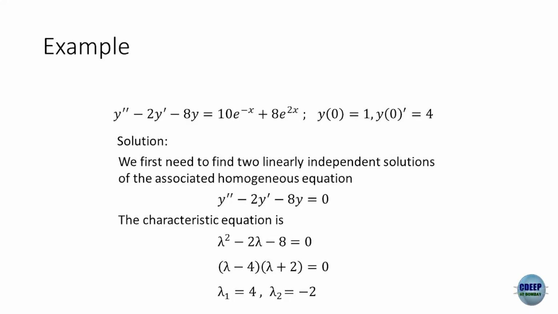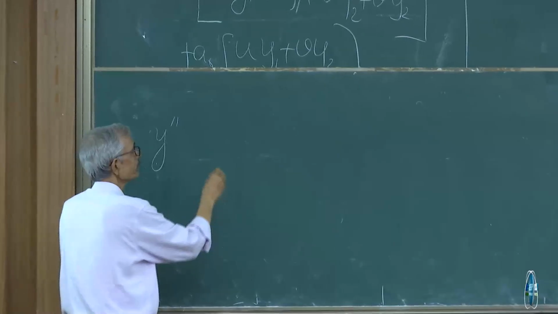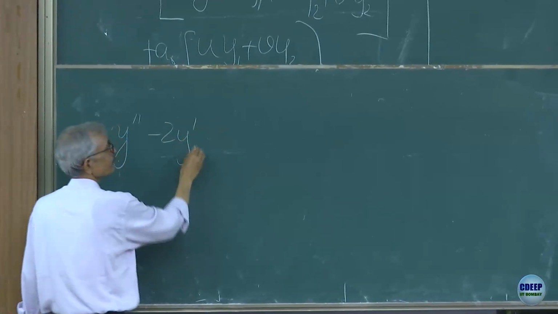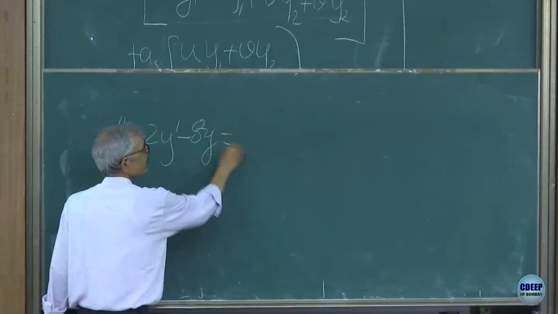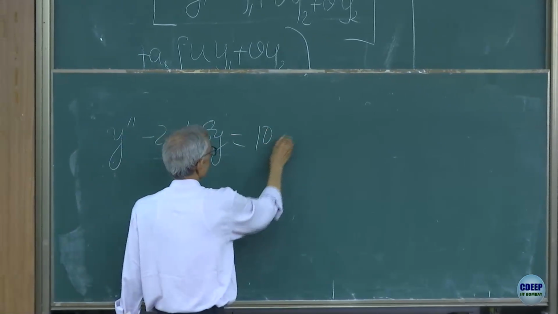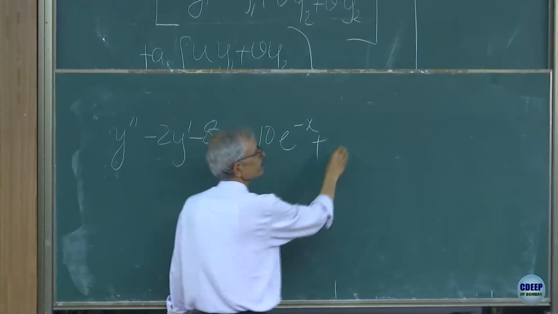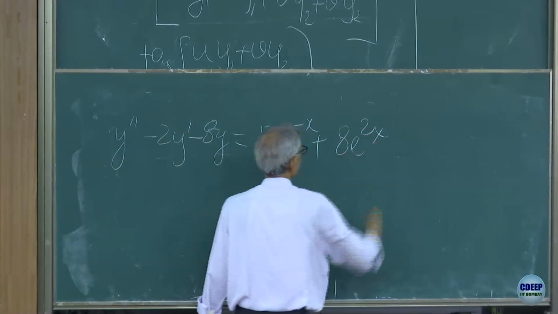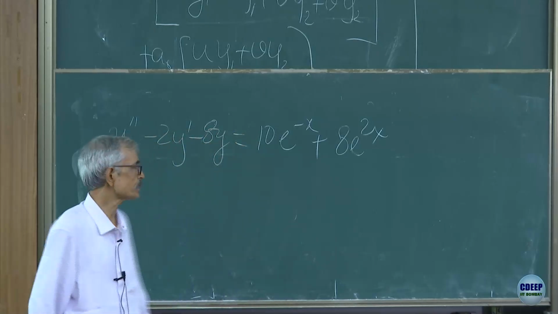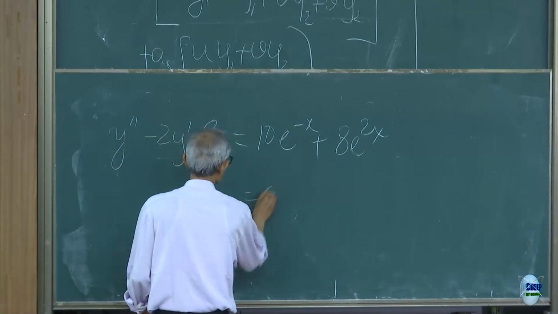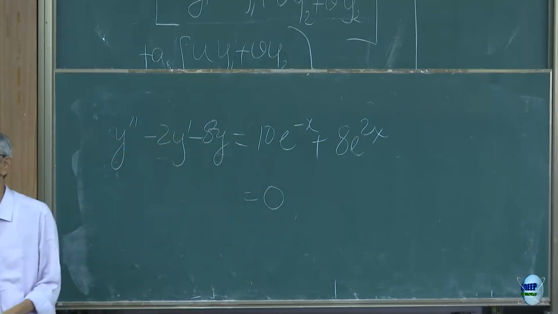All right. So let's look at a couple of examples before we leave this business of second order differential equations with constant coefficients. I've got an example: y double prime minus twice y prime minus 8y is 10 e to the minus x plus 8 e to the 2x. So the homogeneous part is going to be equal to 0.